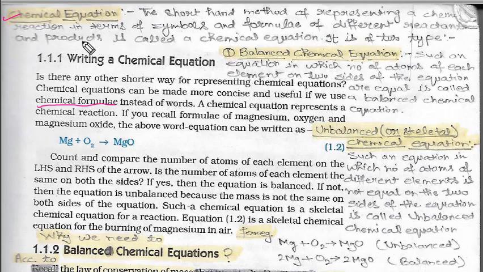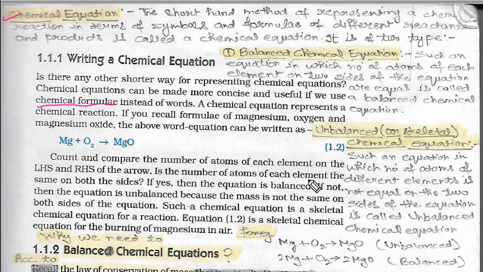That means the symbol and the formula can be present on either side of the equation. Okay, so now we have written this equation, Mg plus O2 gives MgO. Now they are saying count and compare the number of atoms of each element on the left hand side and the right hand side of the arrow.